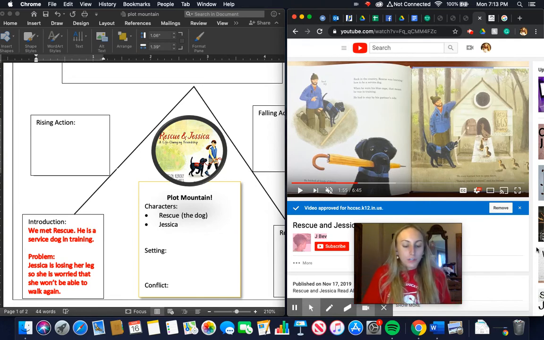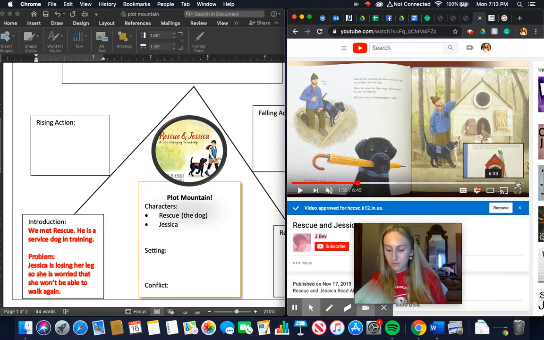Back in the country, Rescue was learning how to be a service dog. When he wore his blue cape, that meant he was in training. He had to stay by his partner's side. He fetched all kinds of things. He even learned how to open doors. "Rescue, you're a natural," said his trainer. See how he's opening up that container or that house for the little ducks? Pretty cute.